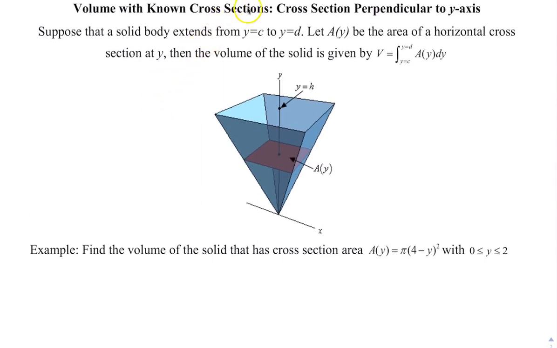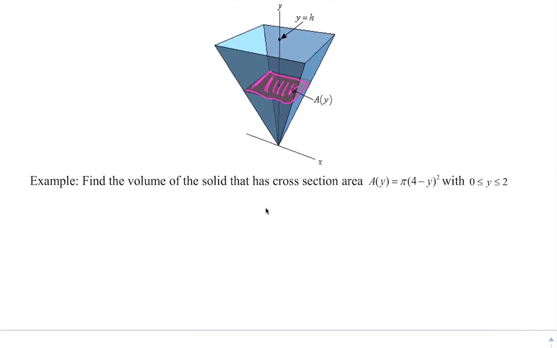So volume of a known cross-section perpendicular to the y-axis. Suppose that the solid extended to y equals c, y equals d, let A be the area of the known cross-section. So you can see here, this is my cross-section. And we're going to pull it up and down. We're going to go vertically. So here's the thing about this one. When we do these, it's the same idea, a to b of the area formula.